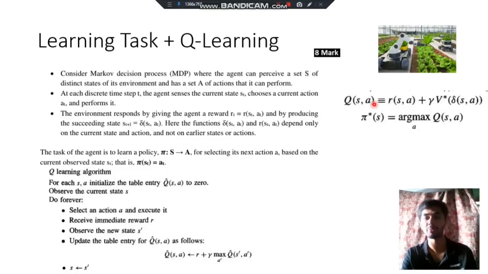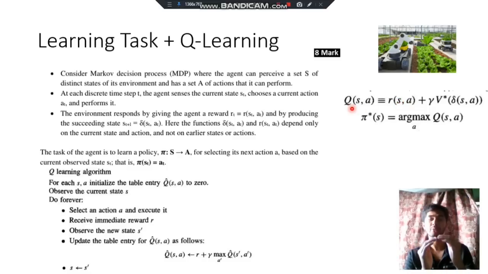Okay, so this is the formula: Q of S comma A. You have to remember this formula. S is state, A is action, and R is reward. S comma A means in which state you are performing which action, and this is the delta value, and V star is the value function. Delta S comma A is the value you are getting from that reward, and you are multiplying it by a discount factor, because the farther we go, the more it should be discounted, and that will be added to the previous reward and updated back into the table.